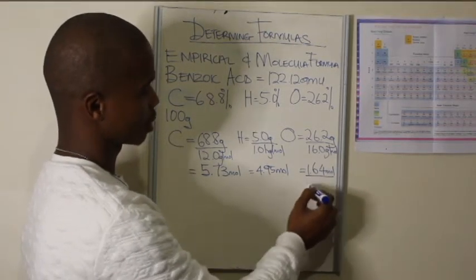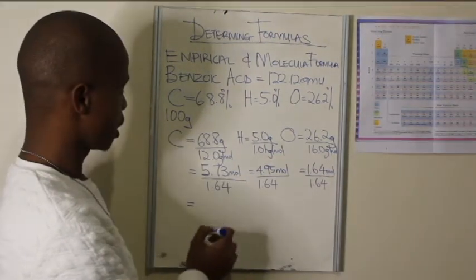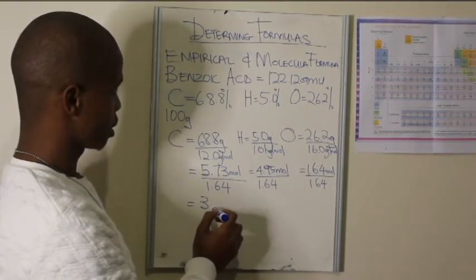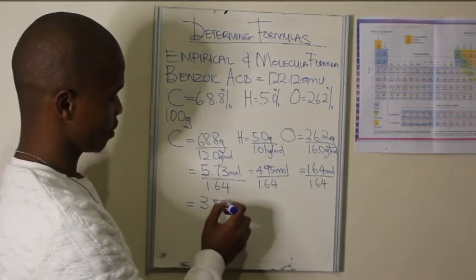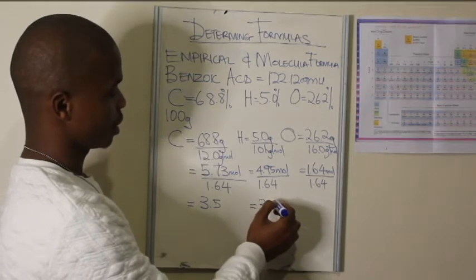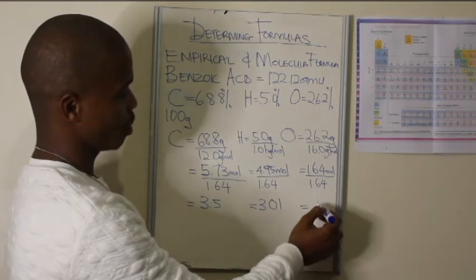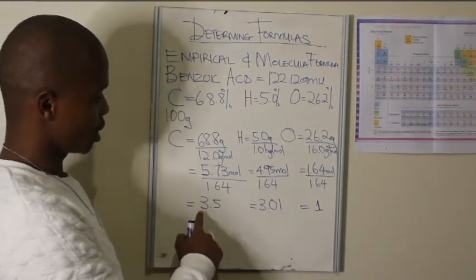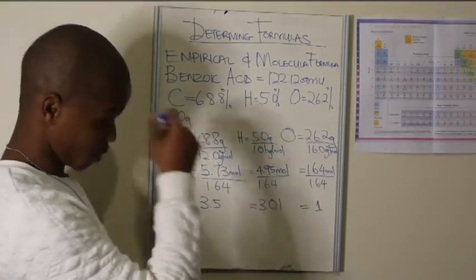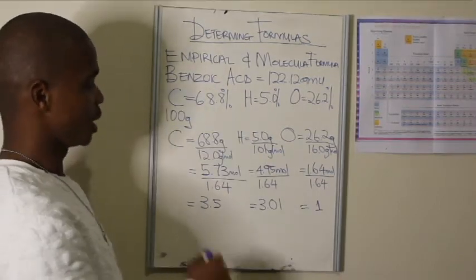Once you get those moles, you divide throughout by the smallest number of moles, which is this one. Then here you'd get around about 3.5. Then here you'd get about 3.01. Then here you'd get 1. Now, because here you have 3.01, we can take this one as 3 if you round it off. Here, this is a 3.5. So you need a whole number.